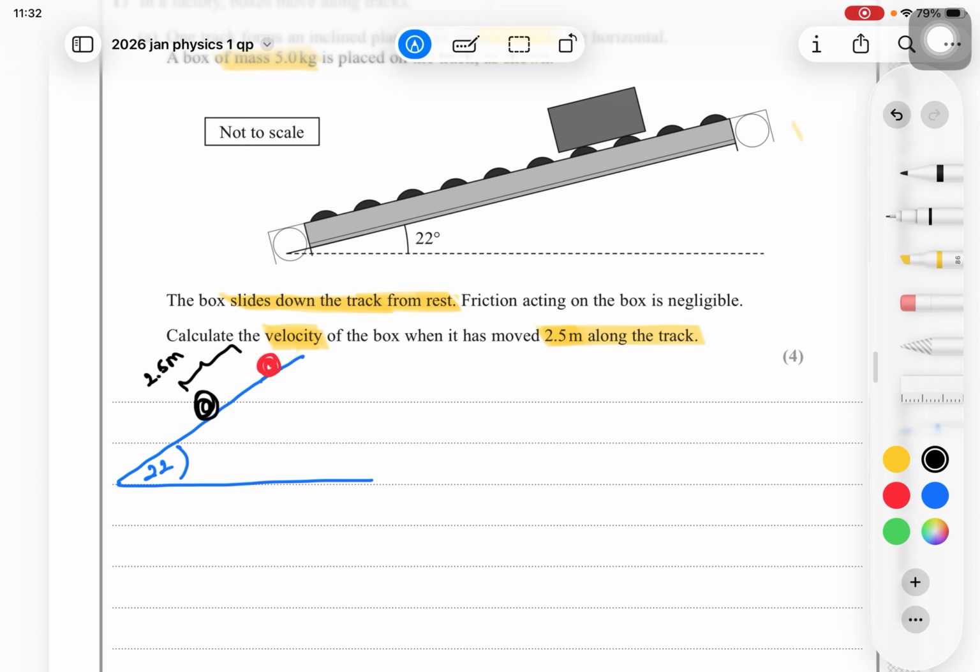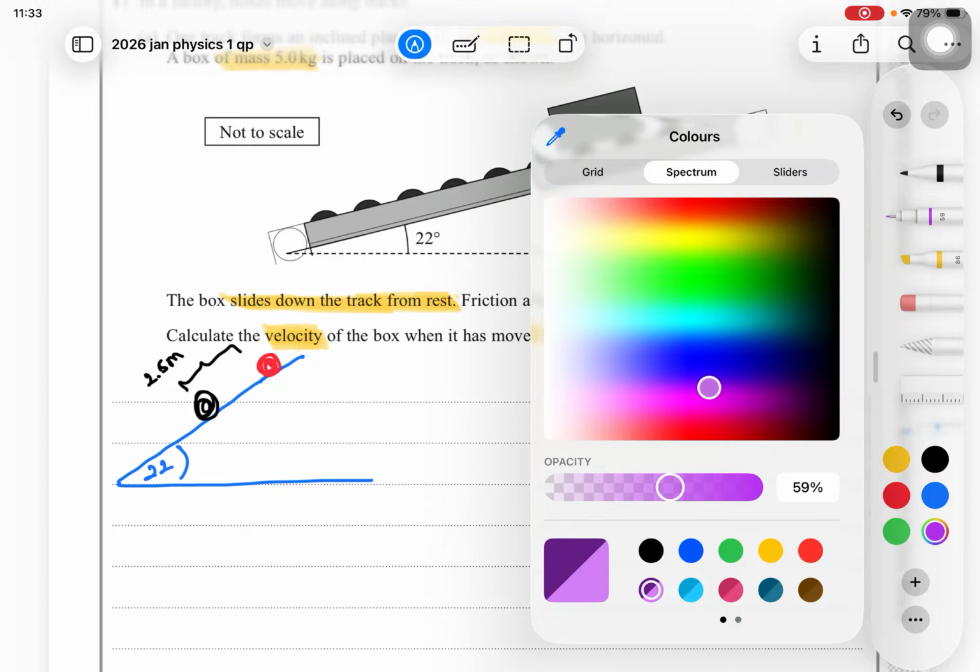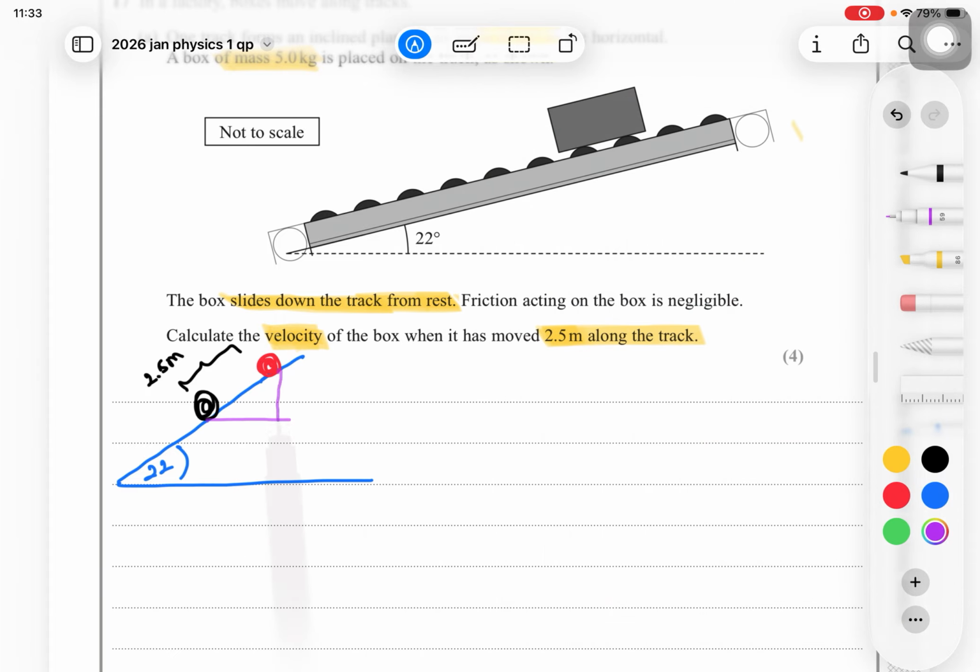Okay, so once we have it, we can make our own triangle here. In this triangle with the 90, this will also be 22. These are the values. So now with this, we know how far this has moved vertically. So for the vertical height, you will put an h value there.